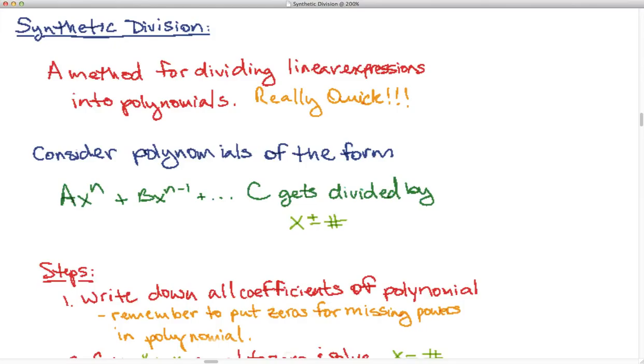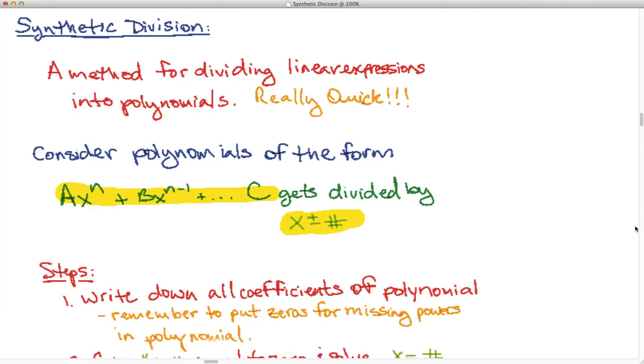What is synthetic division? Well, synthetic division is a way of dividing polynomials that allows you to do it in a much faster fashion. The restriction is that your divisor, the thing that's on the bottom, must be linear. Your dividend can be any old polynomial, just like we've been doing for long division, and your divisor has to be x plus or minus a number, x to the first power.